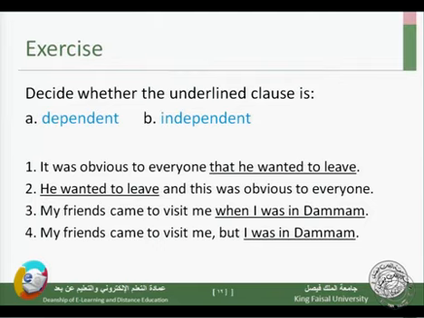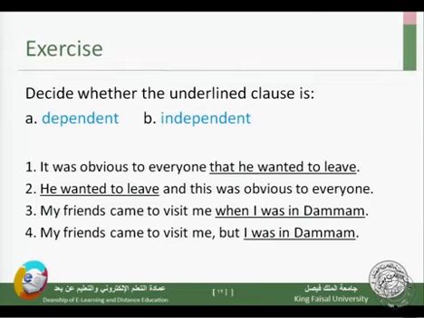Let's look at this exercise. Decide whether the underlined clause is A, dependent, or B, independent. In number 1, it was obvious to everyone that he wanted to leave. The underlined clause here is that he wanted to leave. So that he wanted to leave is what? Is it dependent or independent? Can we take it out alone as a full sentence? No. So it is dependent. It must be added to a main clause. In this case, the main clause, it was obvious to everyone. And that he wanted to leave is a subordinate clause, of course. So it is dependent. The correct choice for number 1 is A, dependent.